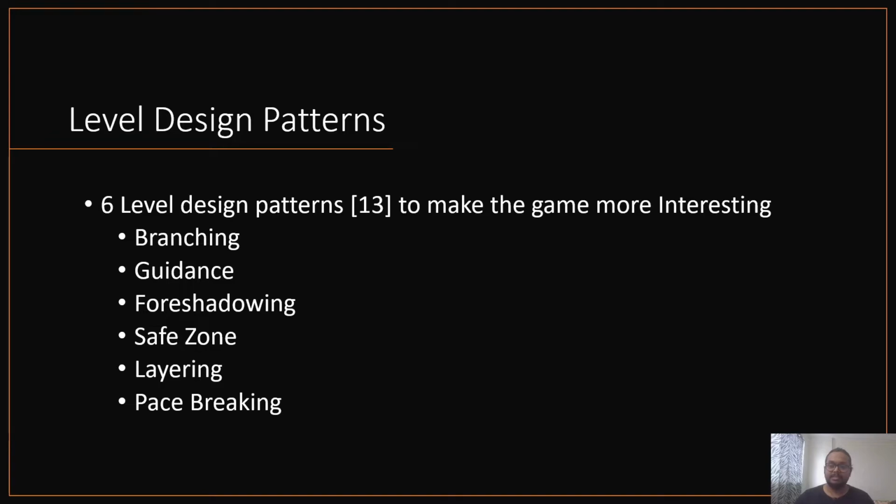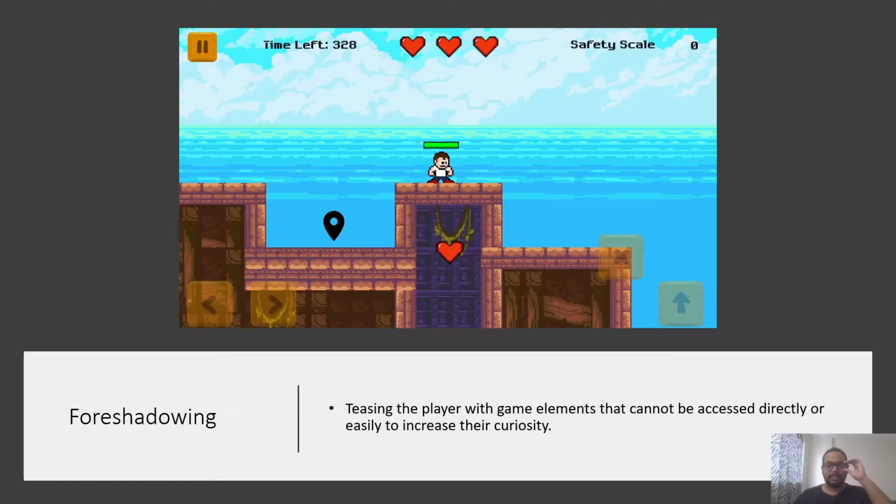We implemented 6 level design patterns as collated by Khalifa and others. So these patterns make the game more interesting to play. For example, foreshadowing is a design technique where the player is teased with in-game objects that cannot be accessed easily, and the functionality might change over time in the game. Here in the image, you can see that the character is standing right above an extra life that cannot be reached directly.